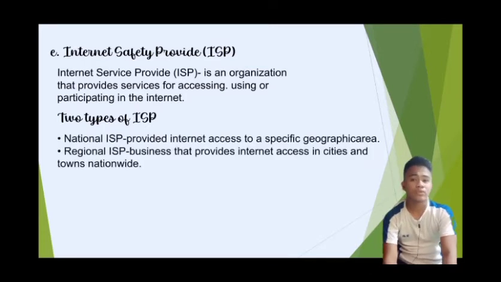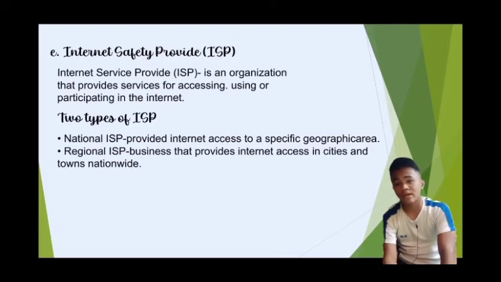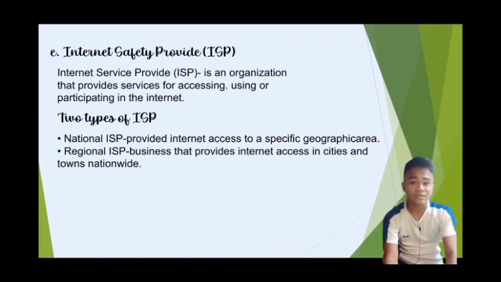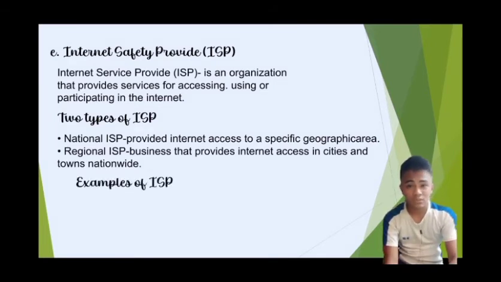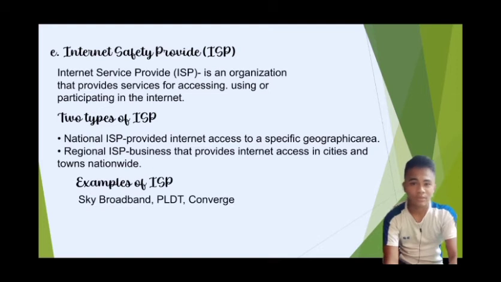First, we have the national ISP. This national ISP provides internet access to a specific geographic area. Next, we have the regional ISP. This is a business that provides internet access in cities and towns nationwide. So these are examples of ISPs. First, we have Sky Broadband. Next, we have PLDT and Converge.